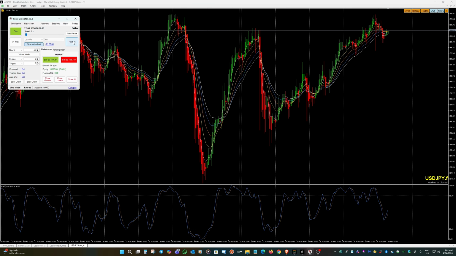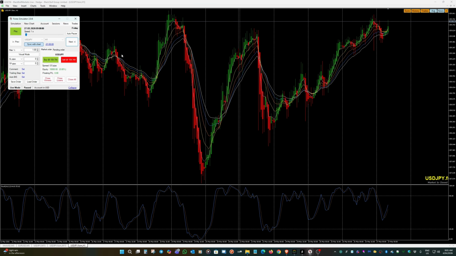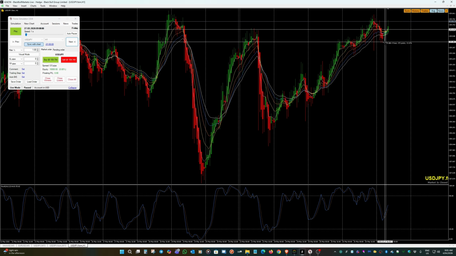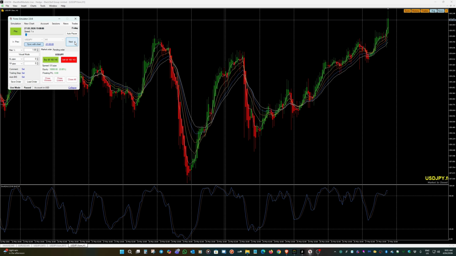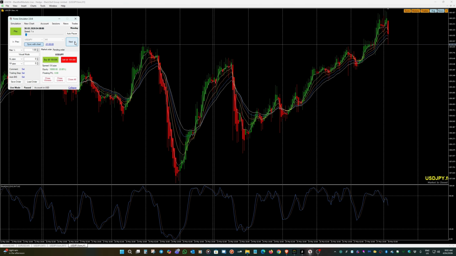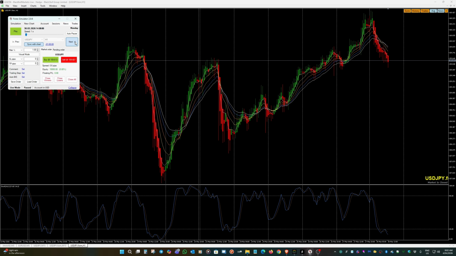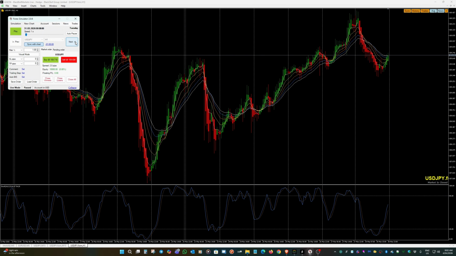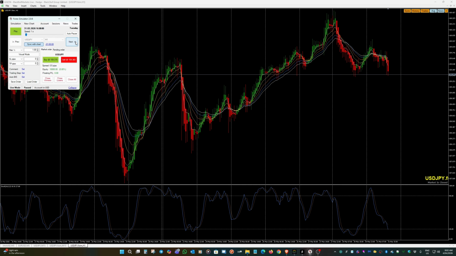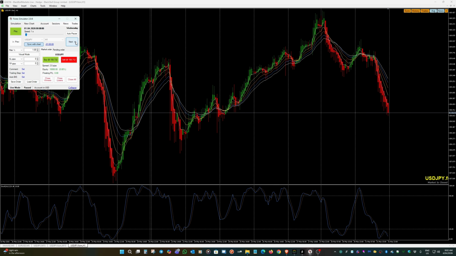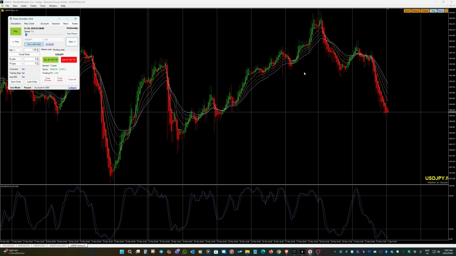I'll just have a look to see if anything else shows up. Actually, there was a good setup there. Another entry, again around about 22 pips, and that would have reached our target. Not sure if we'll find a short entry here, but let's have a look. That would have actually been a short entry right here.